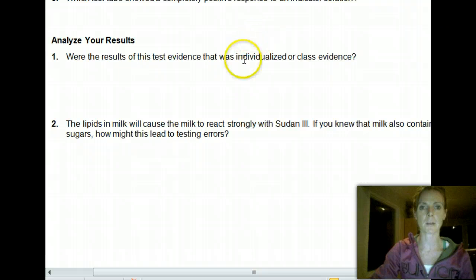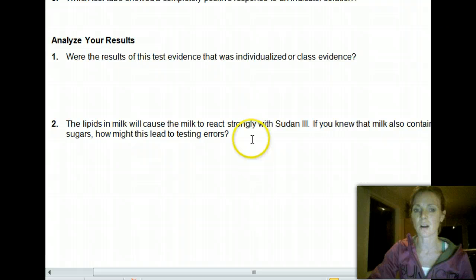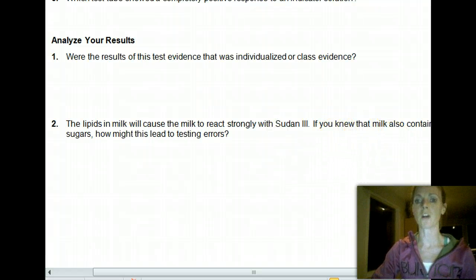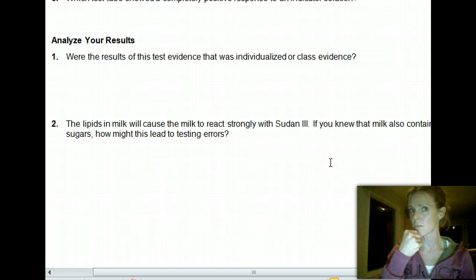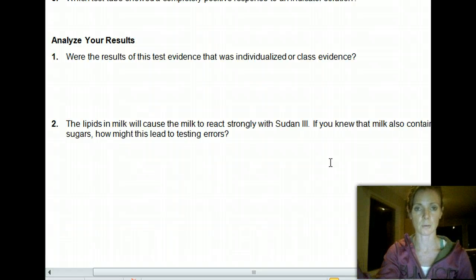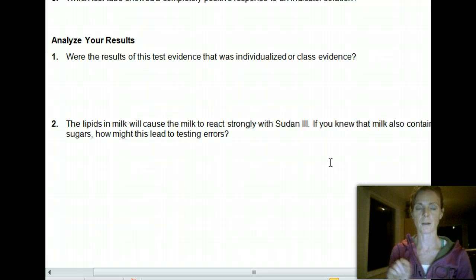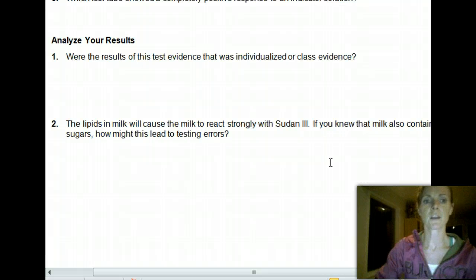Number 2, here's where you might want to use those milk test tubes. The lipids in the milk will cause the milk to react strongly with Sudan 3, right? We know that there's fat in milk, even if it's powdered. But if you knew that the milk also contains some sugars, how might this lead to testing errors? Remember, milk does contain a type of sugar. I told you guys that in the beginning, lactose. I want you guys to use those 3 test tubes and see how that might skew your results and what further testing you might have to do. So think about that, okay?